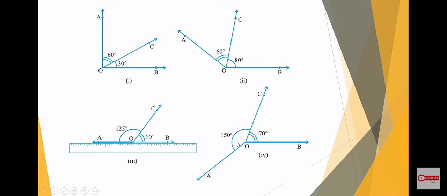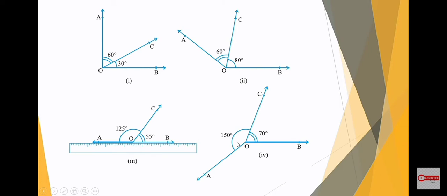So you can clearly see that only in the angle shown in figure 3, both the non-common arms lie along the ruler, that is points A, O and B lie on the same line and a ray OC stands on it. Also see that angle AOC plus angle COB is equal to 125 degree plus 55 degree, that is equal to 180 degree. So from this you may conclude that statement A is true.